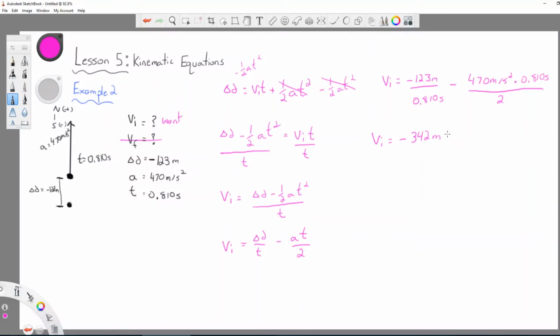If we plug that in, we get an initial velocity of negative 342 meters per second. What does that mean? Well, our north direction, we stated in this question, is positive. So this is negative 342 meters per second north. But if we flip the direction around, this really comes out to be positive 342 meters per second south. All right, that's that.